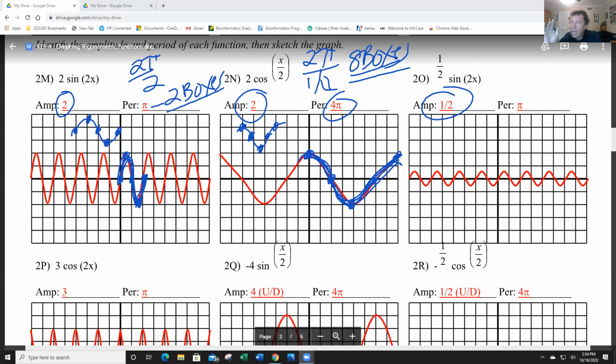Next, amplitude's a half. So it's not going to go as high, it's going to be shorter. And the period is 2 pi divided by 2, which is pi. And remember, pi is going to be 2 boxes because 2 pi is 4 boxes, so half of that will be 2 boxes. So I have to do this shape in 2 boxes. Here we go. Midline. Maximum, which is a half. Midline. Minimum, which is negative a half. Midline.